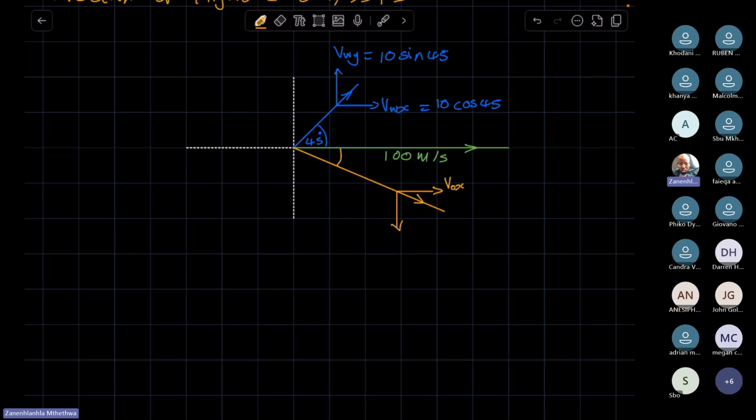So VO in the x direction is headed east, so it is positive VO cos theta, where we name this angle theta. And VO in the y direction would be negative, because it's headed south, so negative VO sine theta. And this here is VR, as we've established.